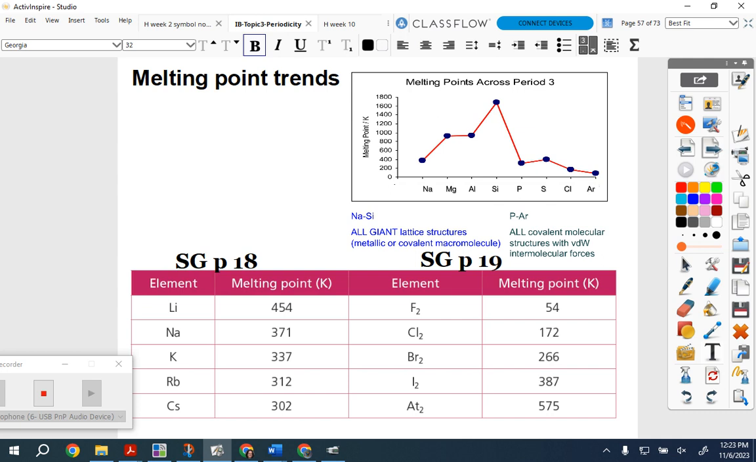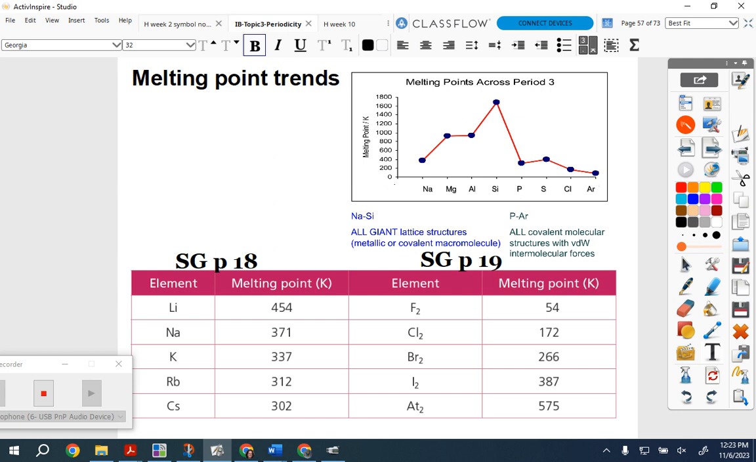And so as we go across period 3, you're going to see this increase within the metals, and then you're going to see a peak at silicon, or if this is period 2, at carbon. And then you're going to see a big drop off, and then sort of a minor decrease going down for the rest of the period.